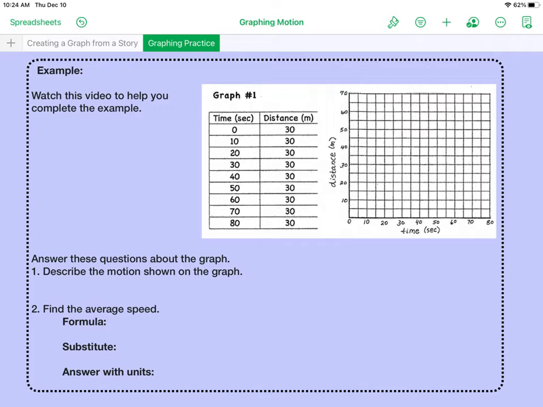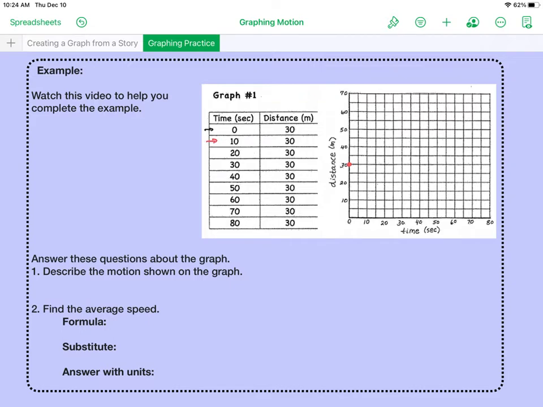So I'm going to start with my first point, which is 0, 0, okay? Or 0, 30, I'm sorry. So on my time, I need to find 0. And at my distance, I need to find 30. And I'm going to place a point at 0, 30. Okay.